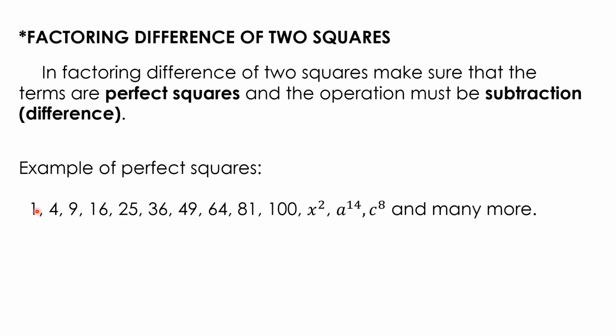So for example, 4. So what is the square root of 4? That is 2. Then what is the square root of 9? And that is 3. Square root of 16, that is 4. Square root of 25, that is 5. Square root of 36 is 6. So these numbers are examples of perfect squares. And then take note that in factoring difference of two squares, from the title itself, difference, the operation must always be subtraction. So if it is not a subtraction, then that is not an example of difference of two squares.